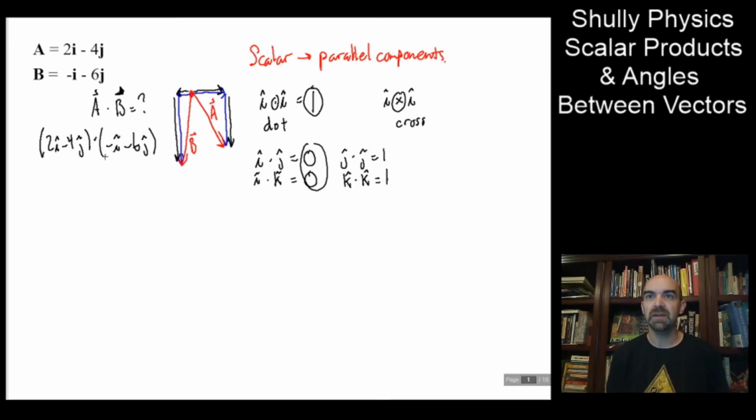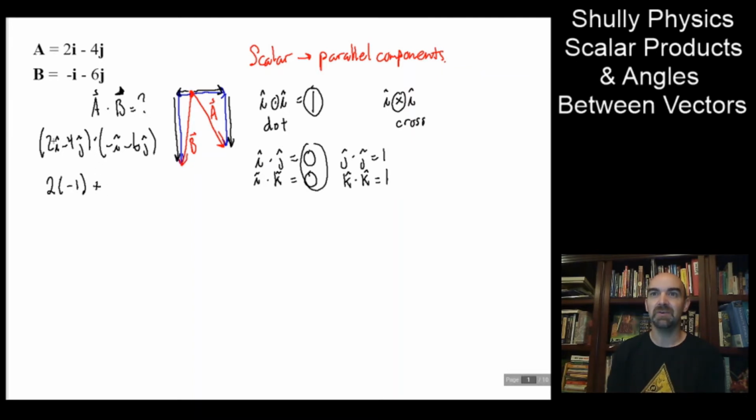So 2i dot negative i, what is that? Well, 2 times 1 is 2, and i dot negative i is negative 1. Remember, i dot i is 1, so i dot negative i is negative 1. I like to put that out there. In my calculus class, I ended up with high B's on all my tests because I messed up the negative. So let's keep it clean here. Make sure we get all those negatives correct.